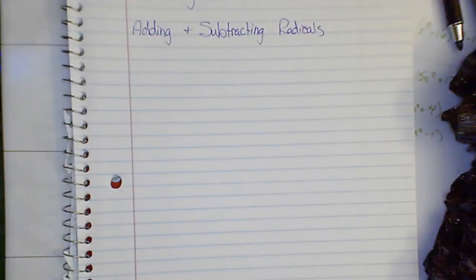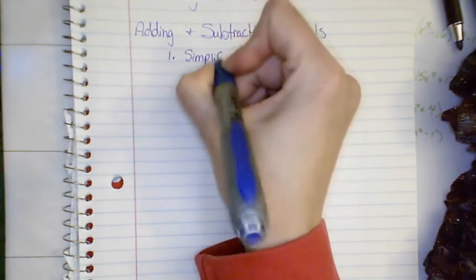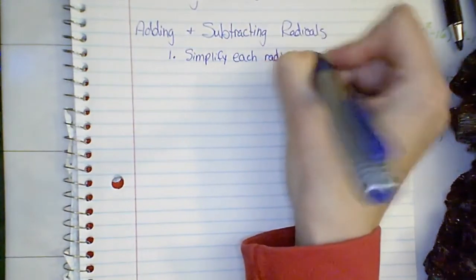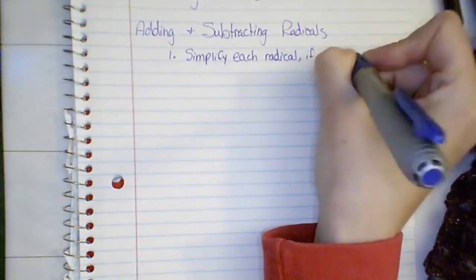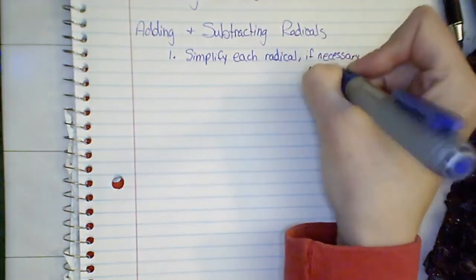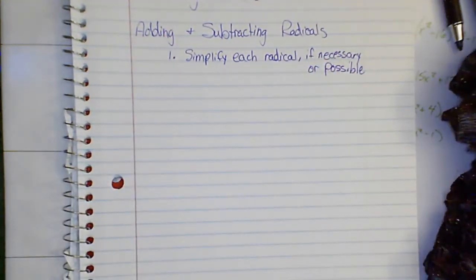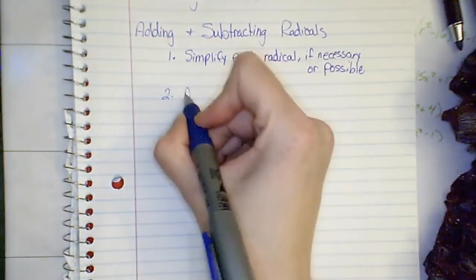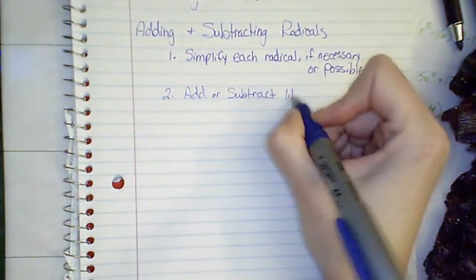We will look at adding and subtracting radicals. To add and subtract radicals, you have to simplify each radical if necessary. Because at first, they won't look like they can add together, but always simplify. So then we're going to add or subtract like terms.